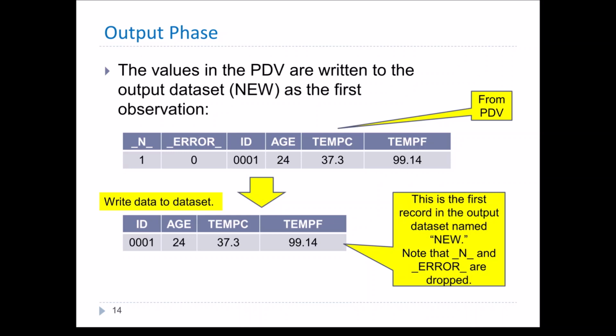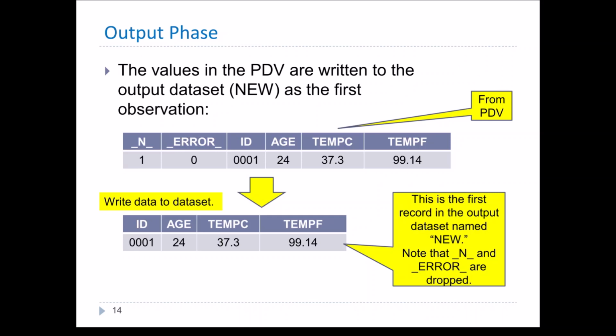Notice it's not outputting _n_ or _error_. Those we can use later on within the data step. But for right now, it's just simply going to write out the information. And we see that the first record now has been written to the data set, ID, age, temp_c, and temp_f. Now it's going to go in and process the second data line.